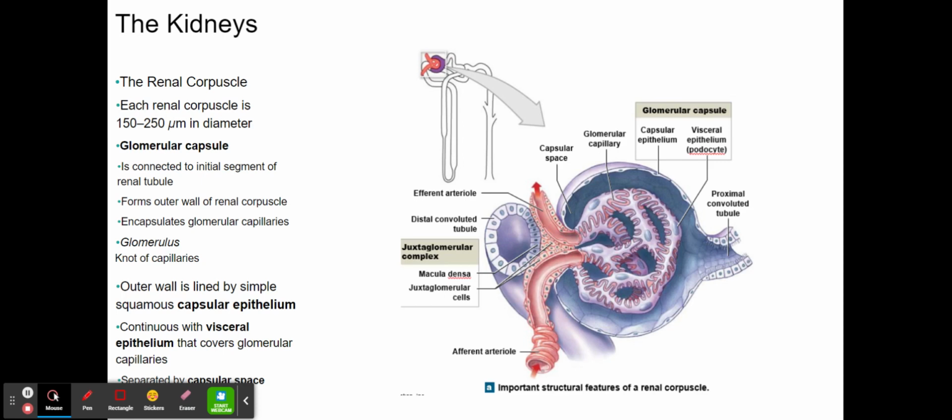The outer wall of the capsule is lined by a simple squamous capsular epithelium. This layer is continuous with the visceral epithelium, which covers the glomerular capillaries. The capsular space separates the capsular and visceral epithelia. The 2 epithelial layers are continuous where the glomerular capillaries are connected to the afferent arteriole and the efferent arteriole.